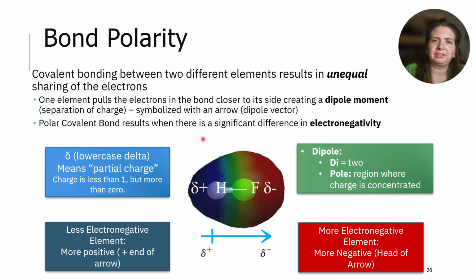Because the molecule has two regions of opposite partial charge, this is called a dipole. The prefix di means two, and just like the Earth has a North Pole and a South Pole, this has two poles. Polar covalent bonds occur when there is a significant difference in electronegativity between two atoms.